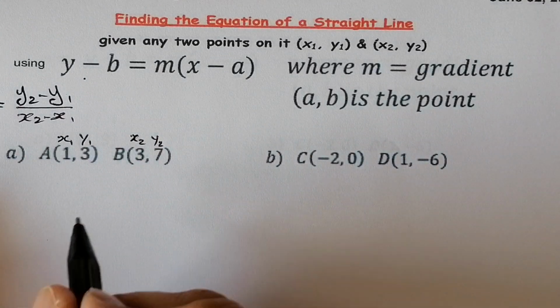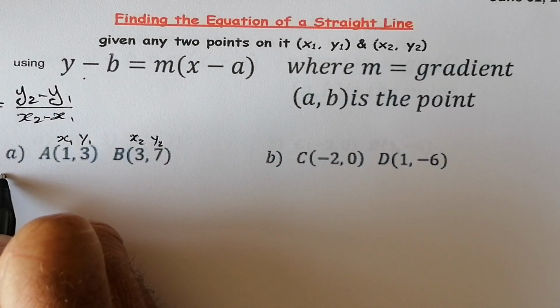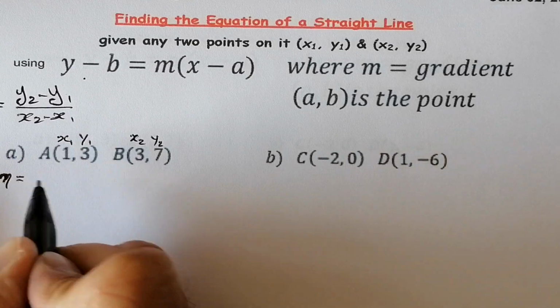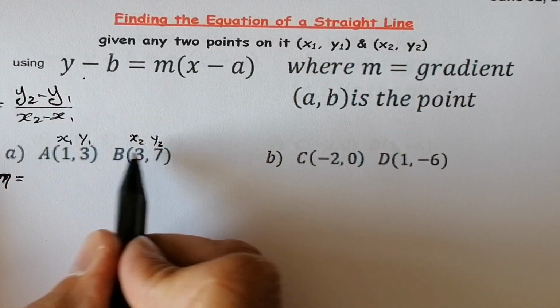Okay, so for this one, we're going to use that equation there. I'm just going to be substituting the numbers straight in and working out my gradient to save a little bit of time for us here. So my gradient's y2 minus y1, so it's 7 take away 3.